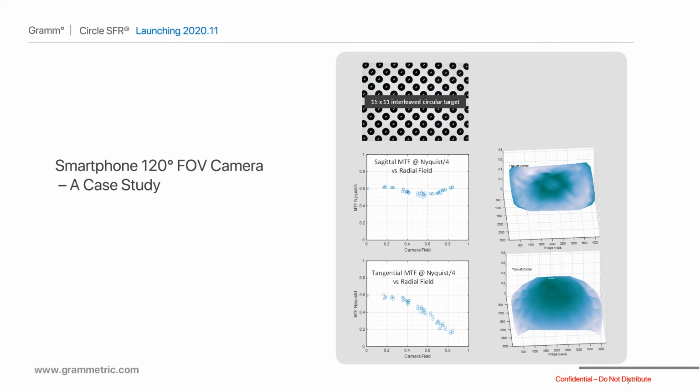The 3D MTF surface plots generated by Grammetric Circle SFR are simple yet powerful tools. A good example is lens tilt. Any significant tilt or otherwise unexpected pattern in the measured sagittal or tangential MTF surfaces can immediately inform the design and the test engineers that a corrective action needs to be taken.